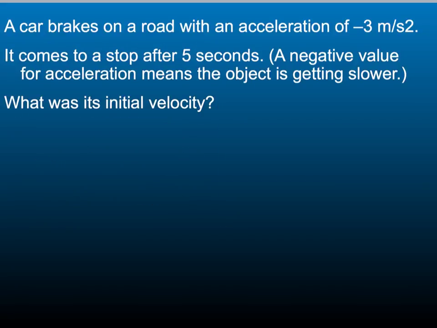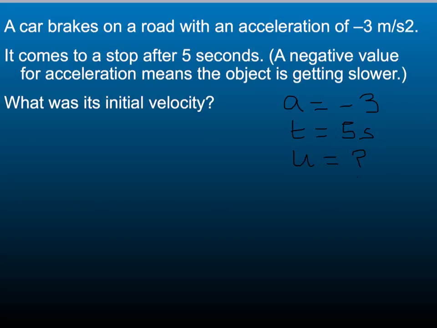the boat. In this example, we've got a car that brakes on a road with an acceleration of minus 3 meters per second squared. Now remember that acceleration with a negative value means that the car is decelerating. It says it comes to a stop after 5 seconds. What was its initial velocity? So again, we are starting by writing down what we know. That acceleration is minus 3 meters per second squared. The time is 5 seconds. Now at this point, you might think the initial velocity is what we need, so that's a question mark.